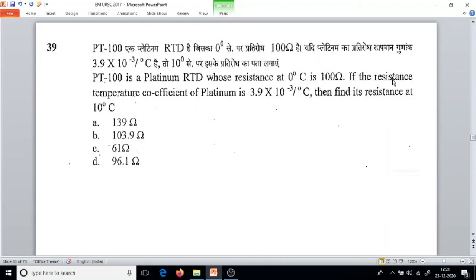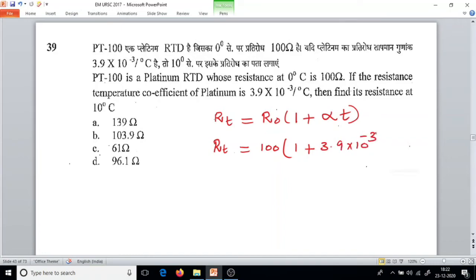Question number 39. This is based on the temperature coefficient. So the new resistance RT is given by this equation, R0 multiplied by 1 plus alpha T. Now we have to find the new resistance RT at 10 degrees Celsius. That is the question. What is R0? R0 equal to 100 ohm multiplied by 1 plus, what is the value of alpha, the temperature coefficient value? 3.9 multiplied by 10 to the power minus 3. What is the T value? What is the temperature?